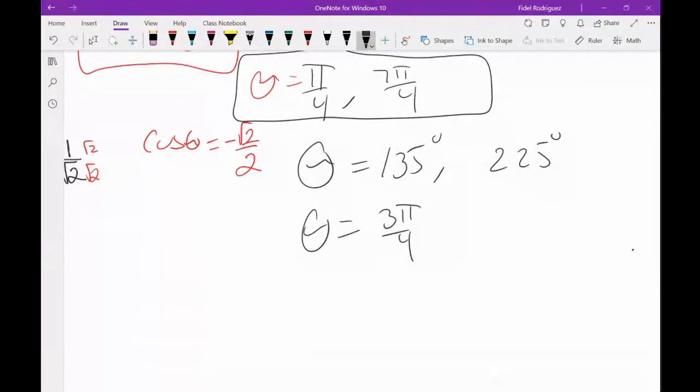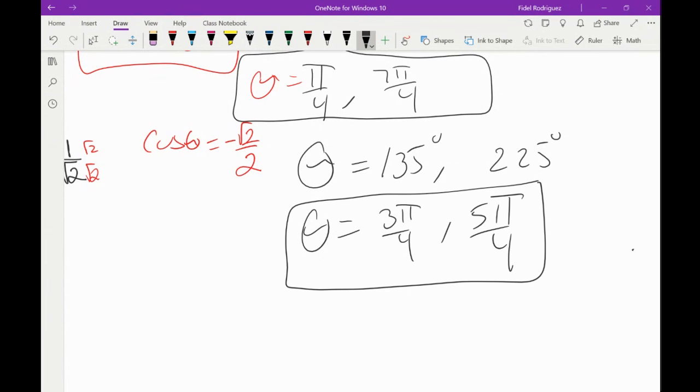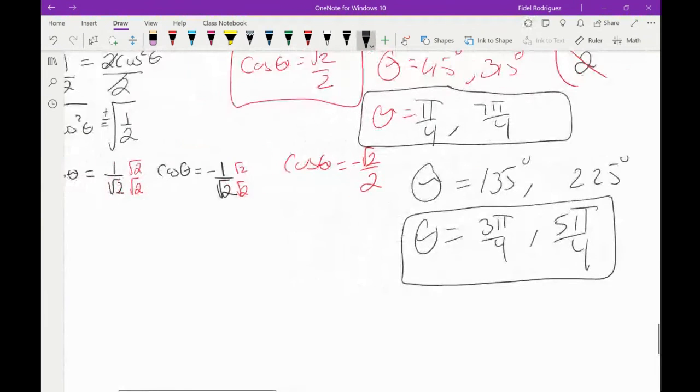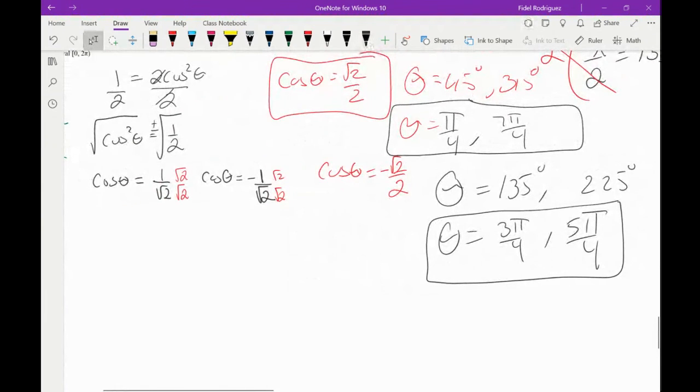Should be 5 pi over 4. How many answers did we end up with? 4 answers, right? So we got pi over 4, 7 pi over 4, 3 pi over 4, 5 pi over 4. Right?